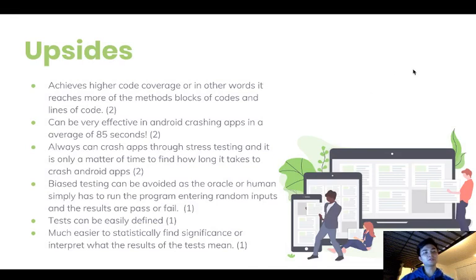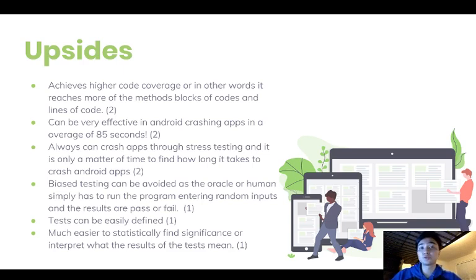So what are some of the upsides of random testing? Well, one may believe and may think that it is achieving higher code coverage, or in other words, reaching more of the method blocks of code and lines of code. So really digging down and figuring out what really is going on with your code. And another one is that it can be very effective in crashing Android apps in an average of 85 seconds, according to our references.